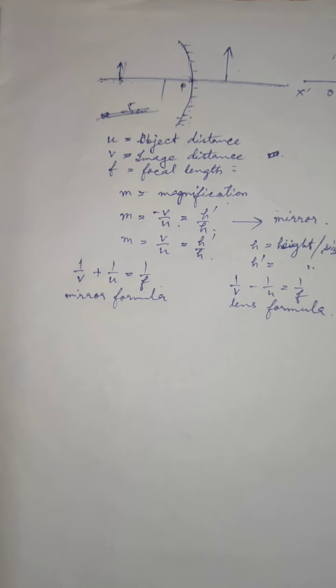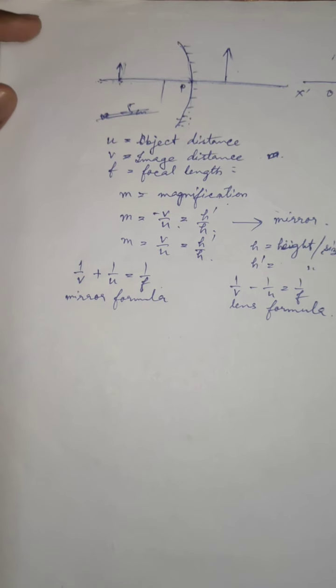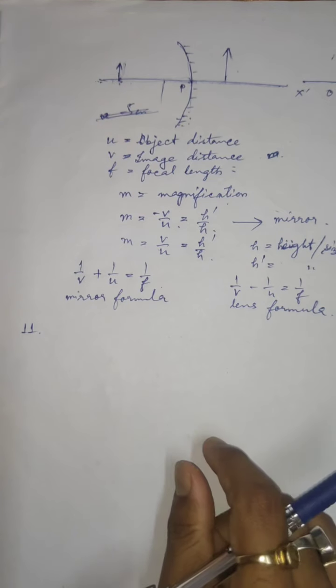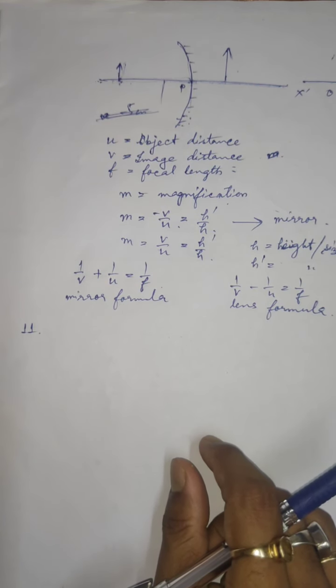Now we can take an example to illustrate this. I am just simply doing a sum from your exercise, number 11. You can refer to it from your book. A concave lens of focal length 15 centimeter forms an image 10 centimeter from the lens. How far is the object placed from this lens?